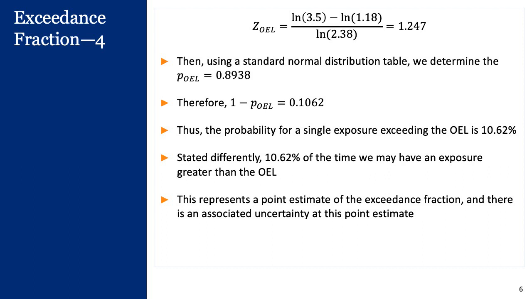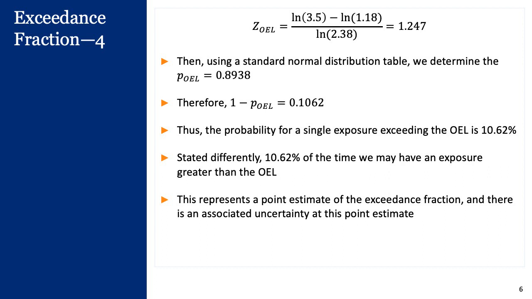And therefore, we can see that the probability for a single measurement, a single exposure exceeding the OEL is 10.62%. Or 10.62% of the time, we may have an exposure greater than the OEL. And this is a point estimate of the exceedance fraction, and there is an associated uncertainty in this point estimate that we'll talk about in the next slide.